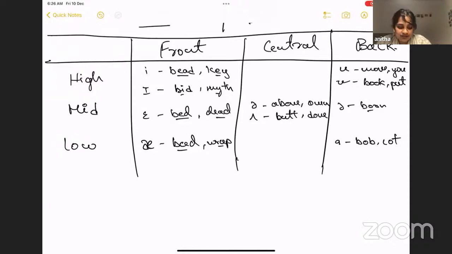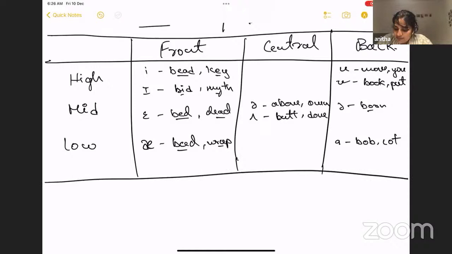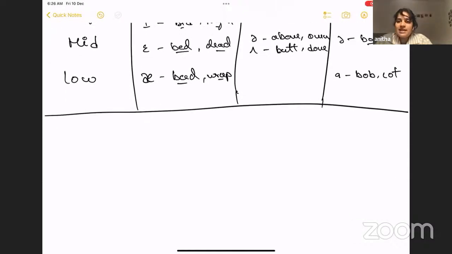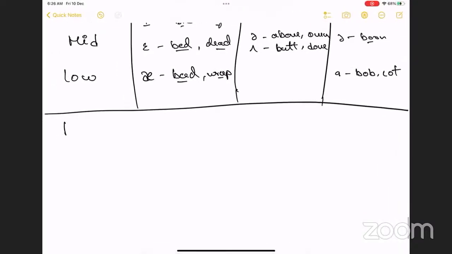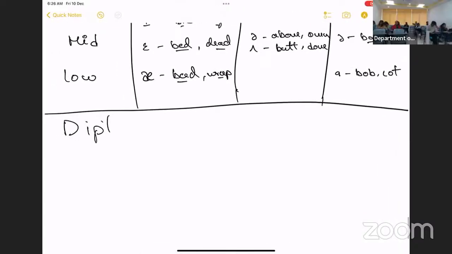But in more detail, in terms of how they go together, you will be doing it in phonology. And one more aspect of vowels is that they need not always occur in a singular way. Okay. You can have two vowels together. What are they called? They are called diphthongs.